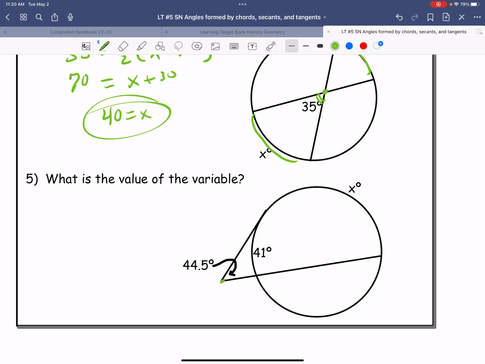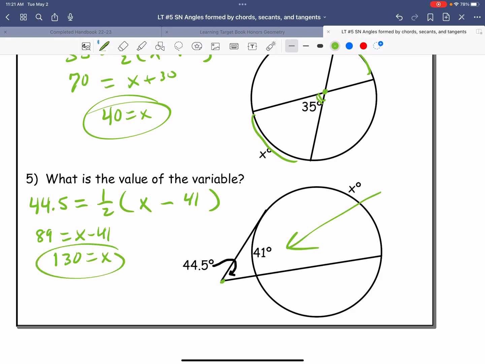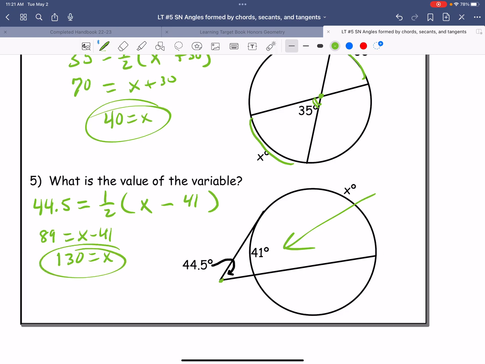Here, the lines intersect outside the circle, and so my angle measure, 44.5, is equal to half the difference of the arcs, working our way in, x minus 41. So we're going to solve this, multiply both sides by 2. And then we're going to add 41. And we get x is 130.